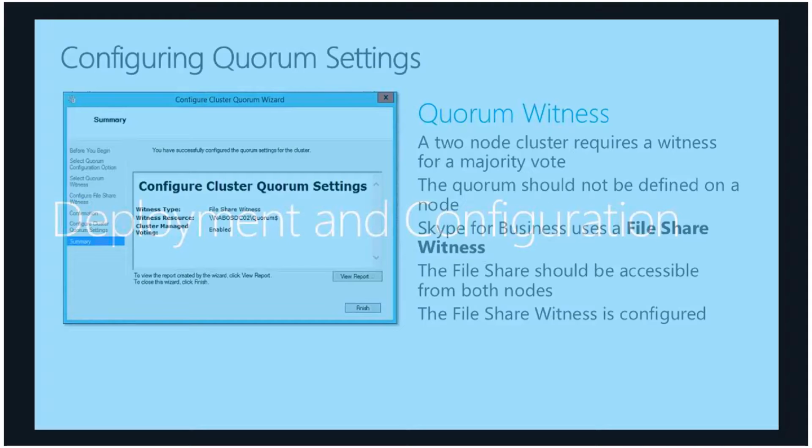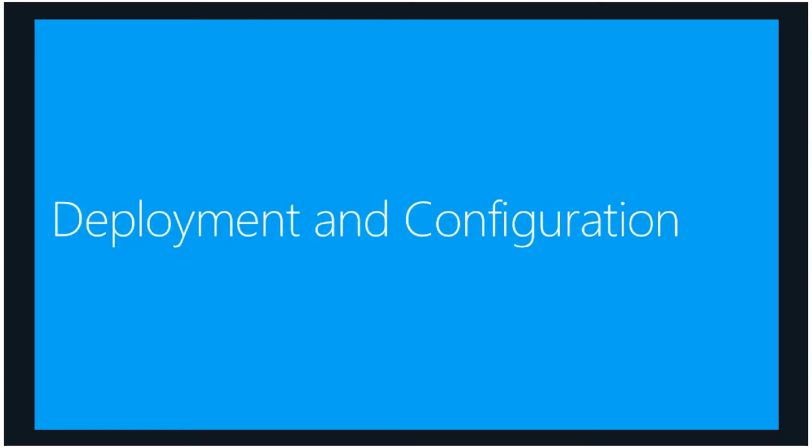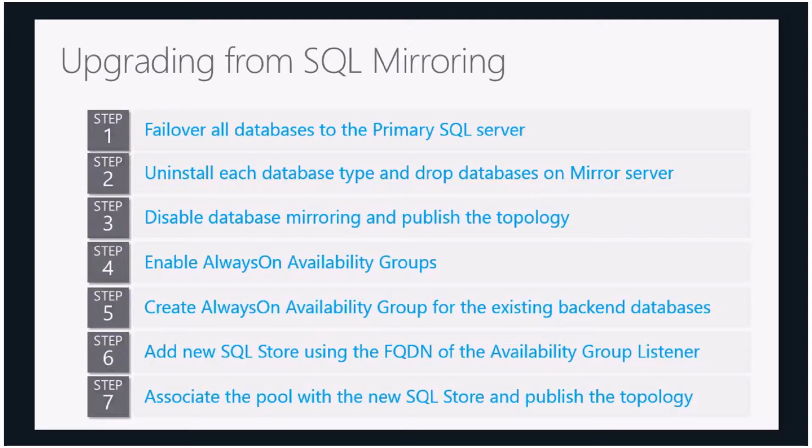Now let's get into the specifics about how to actually configure the upgrade from SQL mirroring. Essentially there's 7 steps that we're looking at here. If you break these down into their basic form, what we're doing is getting all of our databases onto a single SQL server, down to a single database instance. And then finally, we're going to upgrade to Always On.